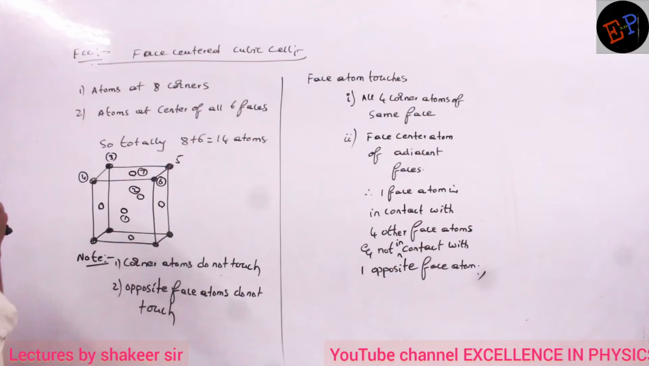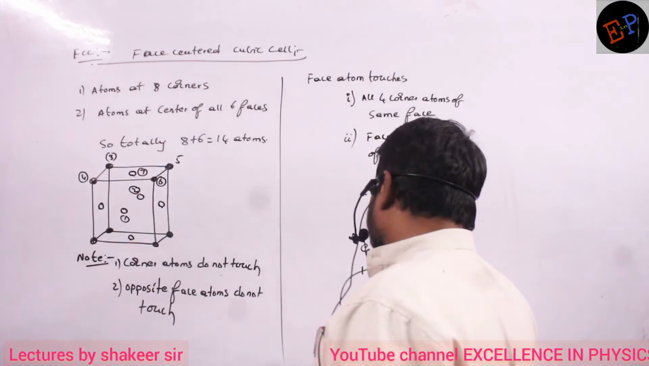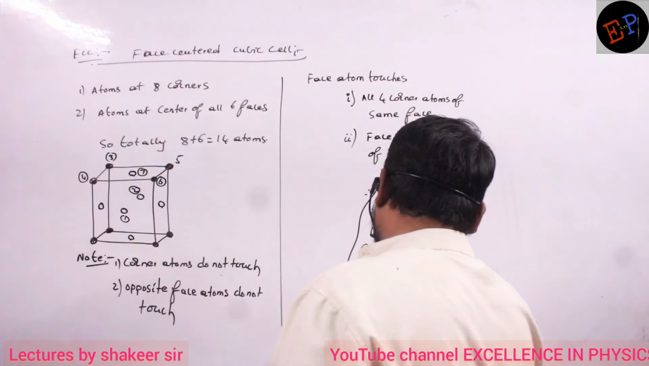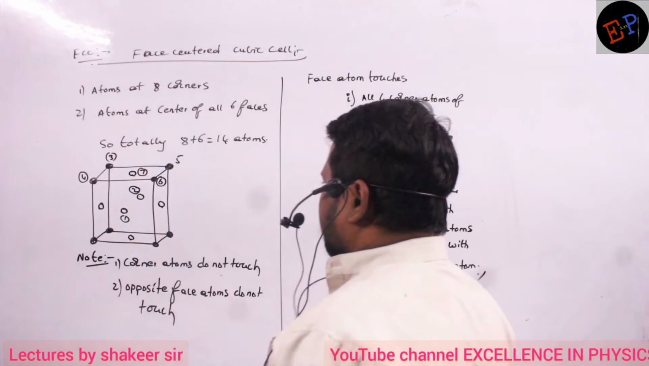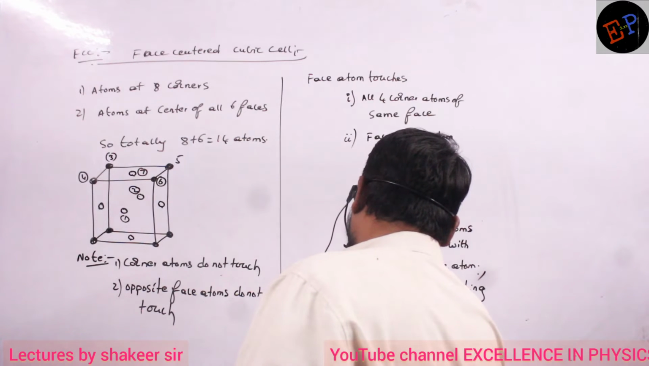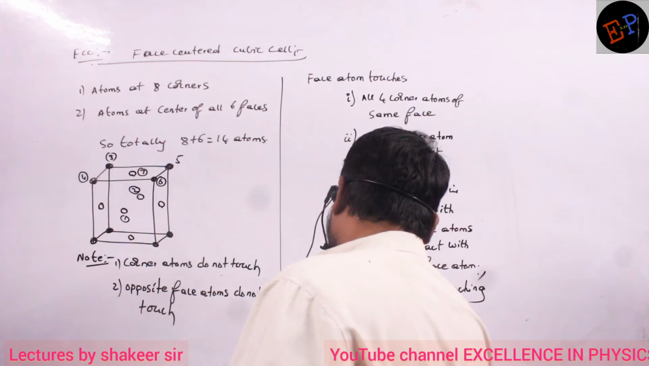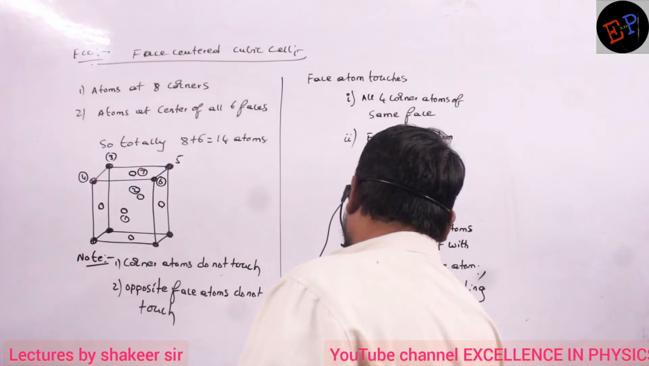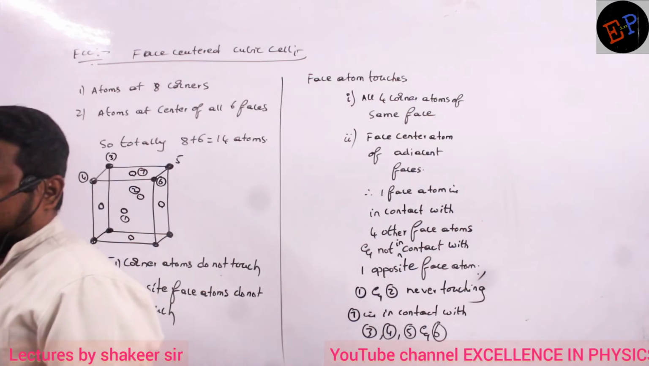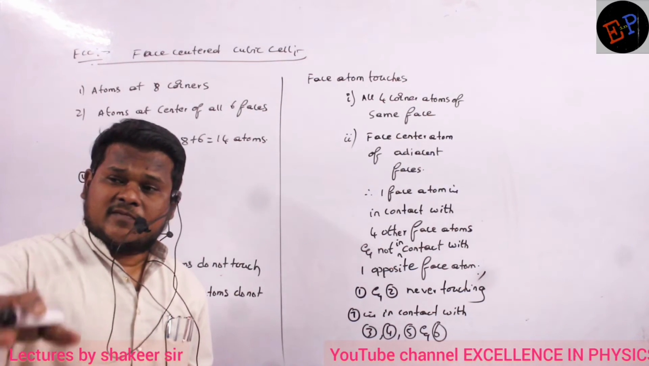So if you want to make a note, draw those numbers, we will write so that you can understand better. 1 and 2 never touch. They are not touching with each other. Are you able to understand? Then 7 is in contact with what? It is in contact with 3, 4, 5 and 6. Okay? It means the face atom is in contact with corner atoms of the same face.